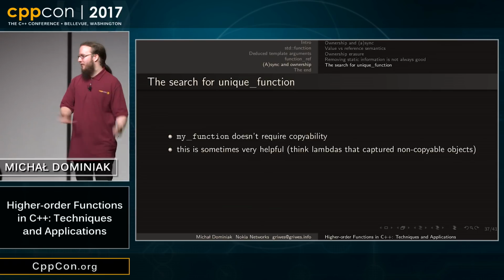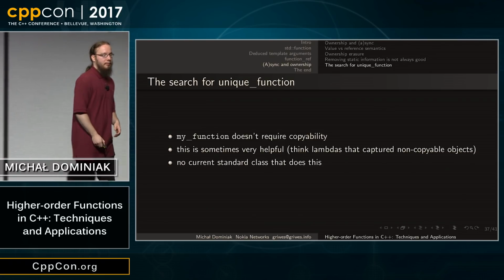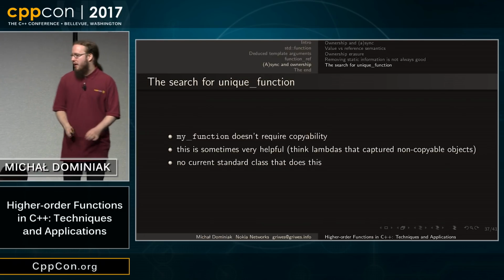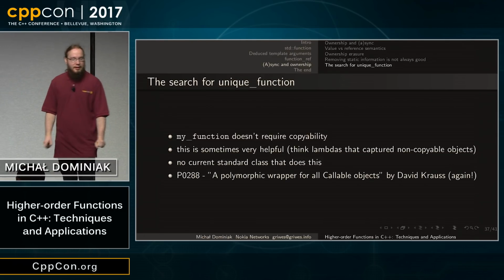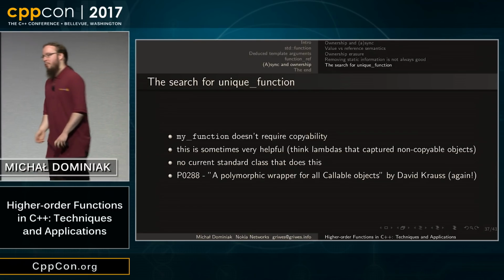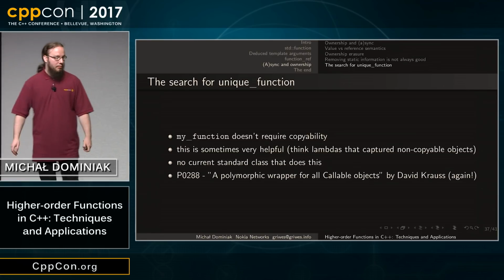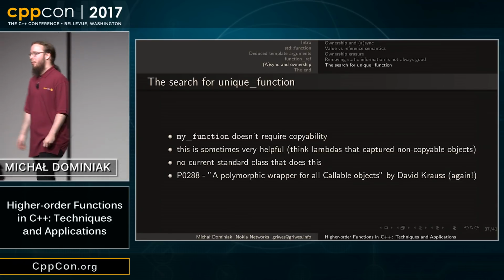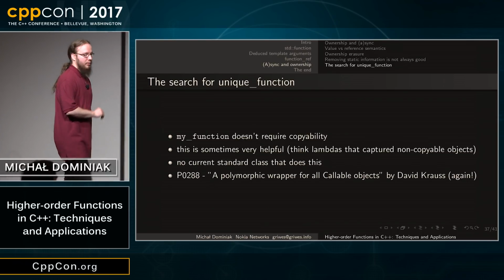I mean, I kind of already have it on my slides, right? But I want the standard to have it too. And there's nothing in the standard currently that does this. But there's a paper, P0288, right? Yeah. A polymorphic wrapper for callable objects, which proposes a unique function which is exactly this. It's, again, by David Krauss.